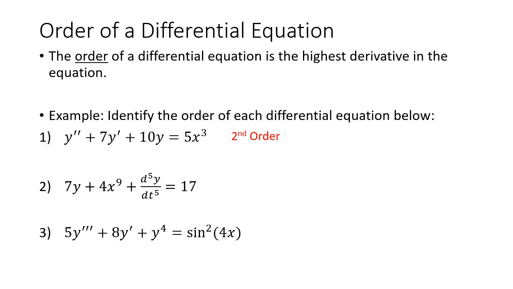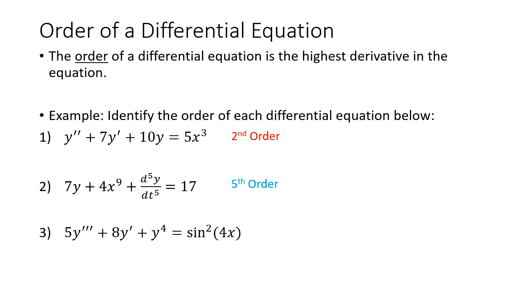Next, we look at the differential equation 7y plus 4x to the ninth plus d5y over dt to the fifth plus 7 is equal to 17. In this case, the only derivative listed is a fifth derivative. The fact that we have x raised to the ninth has no effect on this, and neither does the fact that we have two variables that may be dependent or independent. The only thing that matters for calculating the order of this is that our highest derivative is a fifth derivative, and so this becomes fifth order.